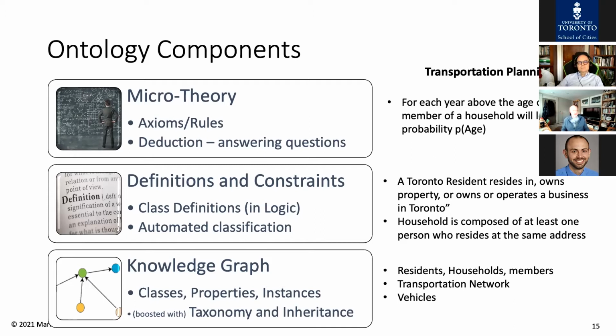The knowledge graph is a graph structure where the nodes and arcs are labeled as classes or instances and properties that link the different nodes amongst them. Definitions and constraints are used to define the classes and properties at the knowledge graph level in terms of a logical language. And the microtheory level is where we can define rules and also use the class definitions for performing deduction, in addition to using the rules to perform deduction.